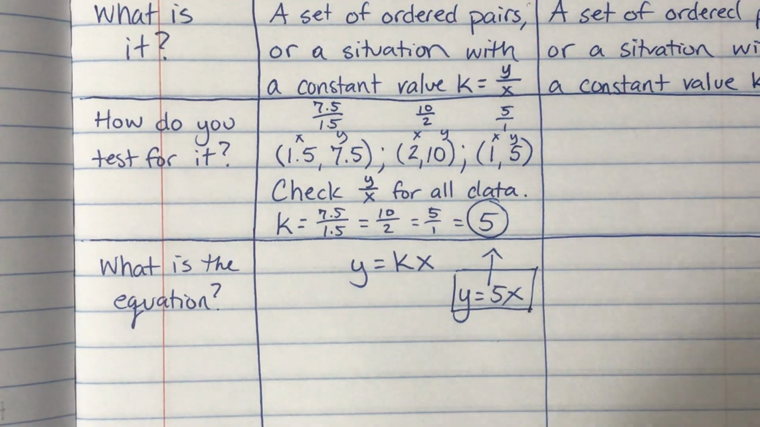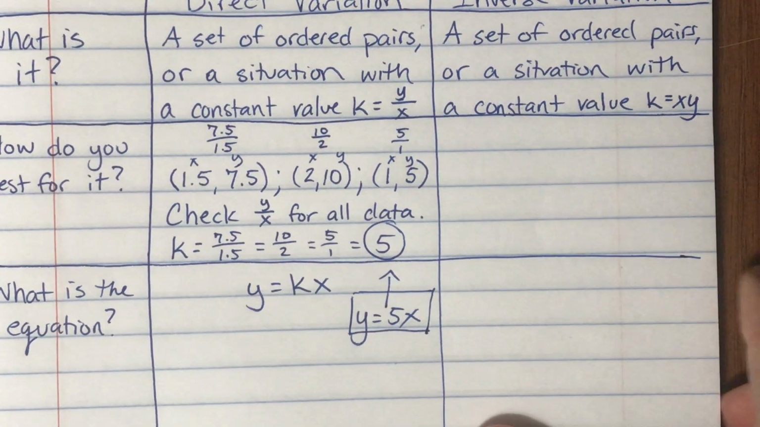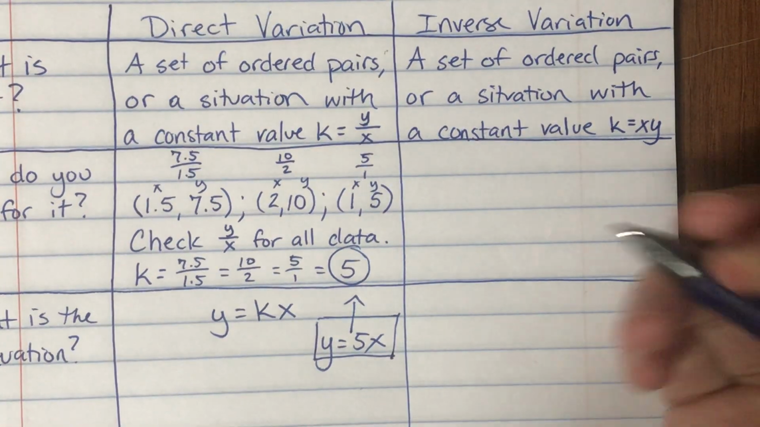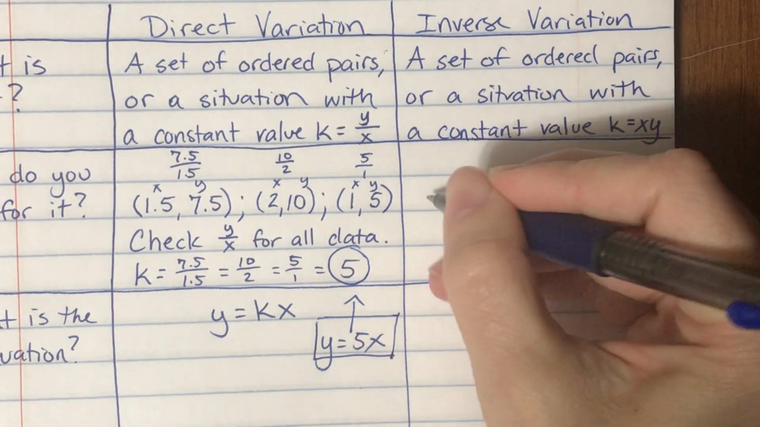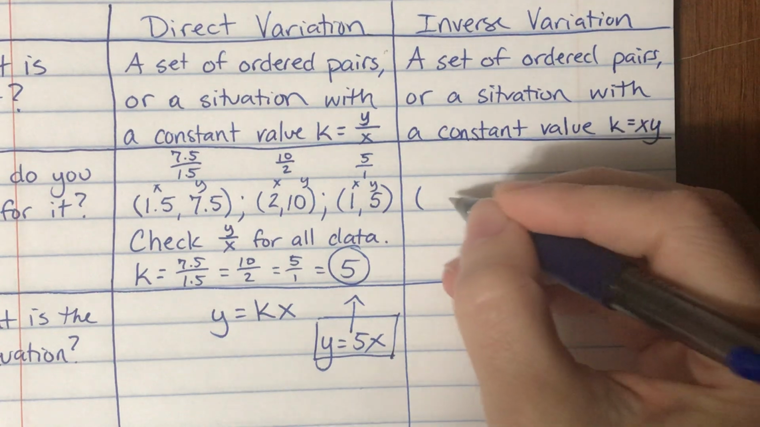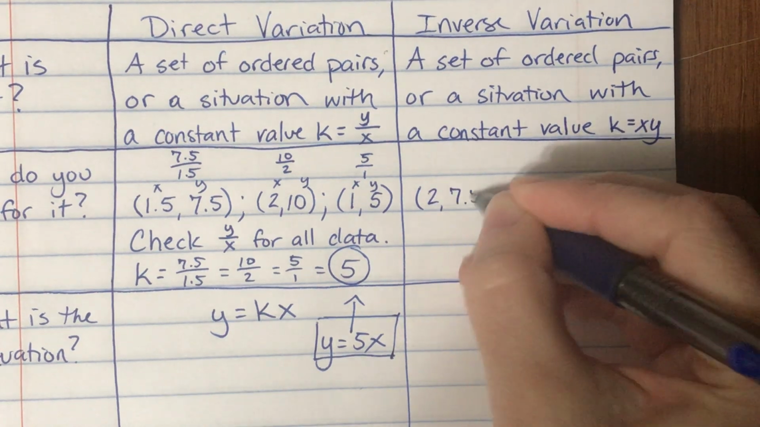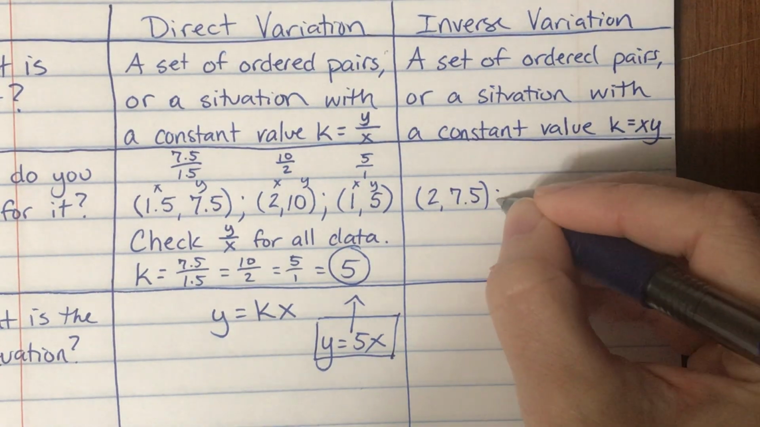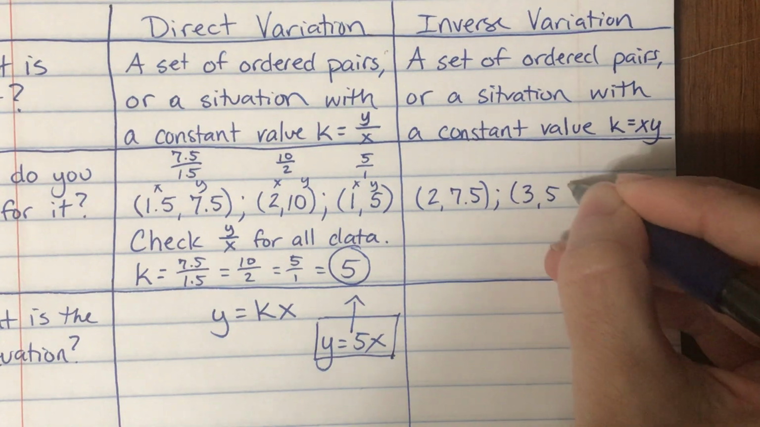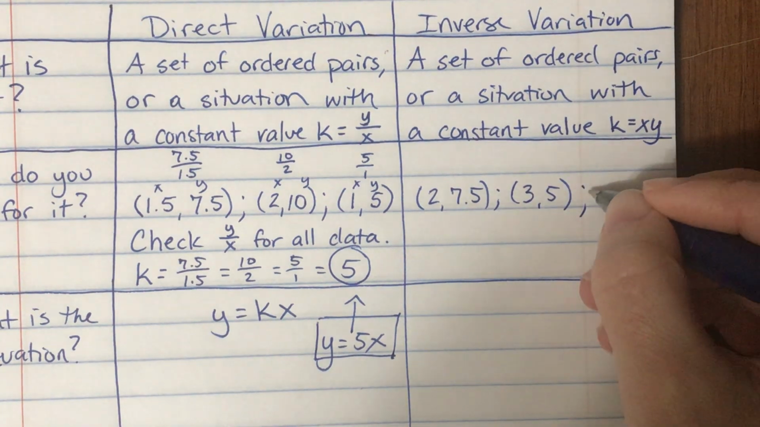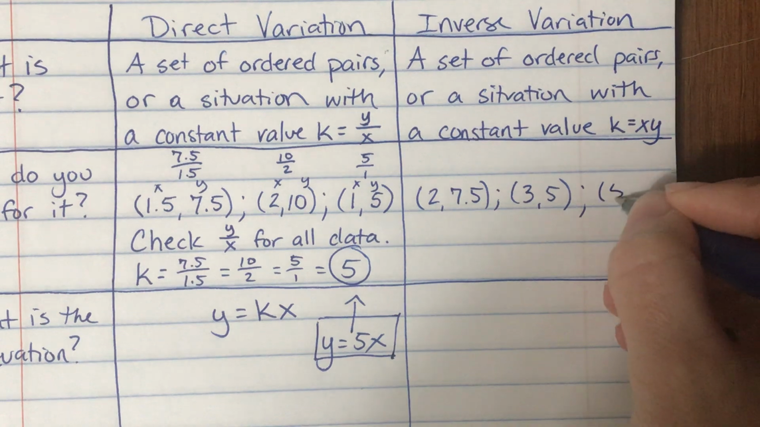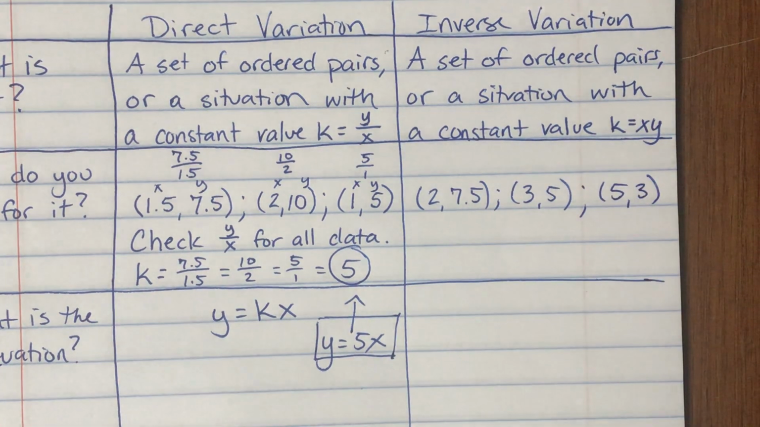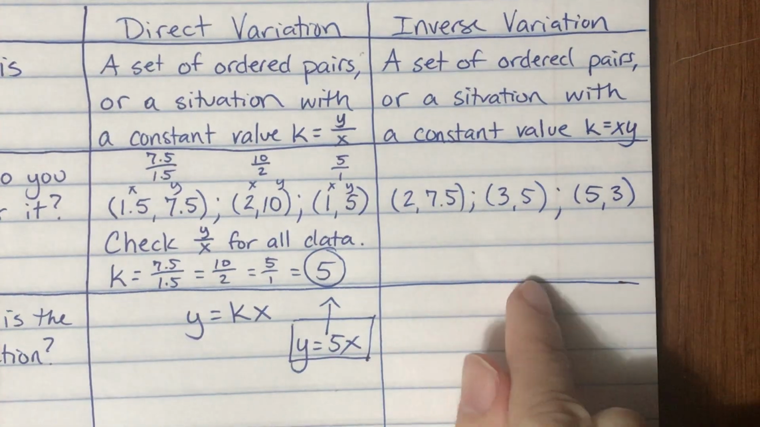All right. So now let's go back and do the inverse variation example. So I'm going to be given another set of points. So let's do 2, 7.5, and then 3, 5, and then 5, 3. All right, now notice that there is no way that this can be direct variation, right?